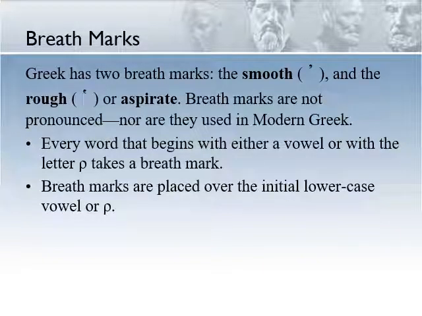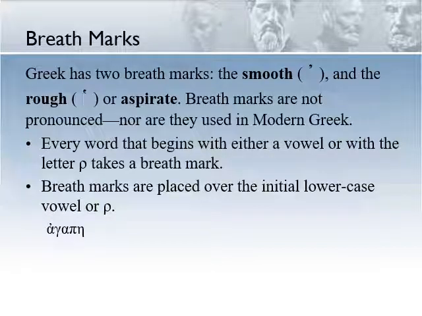Breath marks are placed over the initial lowercase vowel or rho that begins a word. Look, for example, at this word, alpha, gamma, alpha, pi, eta, pronounced agapi. And over the initial alpha, you have a breath mark. Can you tell which one this is? Is it smooth or is it rough? Well, since it is cupped facing the left, this is a smooth breath mark, agapi.